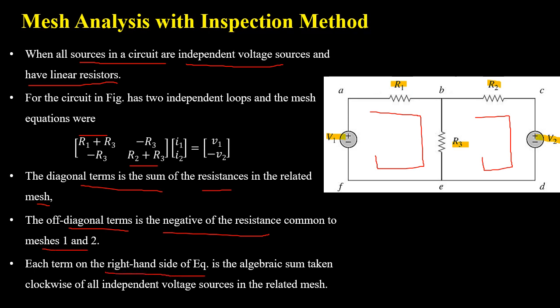And each term on the right hand side is the algebraic sum, taken clockwise, of all independent voltage sources in the respective mesh. Now in mesh 1 we have two resistors R1 and R3 and one voltage source V1. Also R3 is common between mesh 1 and mesh 2. Whereas in mesh 2 we have resistors R2 and R3 and a voltage source of value V2.